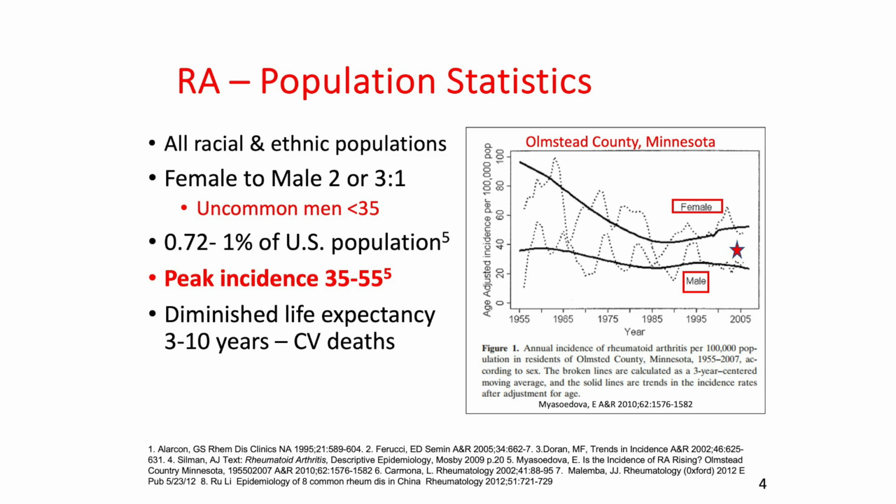Now let's talk about where rheumatoid arthritis occurs. So first of all, it occurs in every racial and ethnic population, but there are definitely some differences as to, and I'll show you this, where in certain ethnic groups it may be more prominent and some less prominent. So it occurs anywhere between 0.72 and 1% of the US population, and the peak incidence of rheumatoid arthritis is between 35 and 55, and the ratio is more prominent in women than in men. So you see female to male ratio is 2 or 3 to 1.